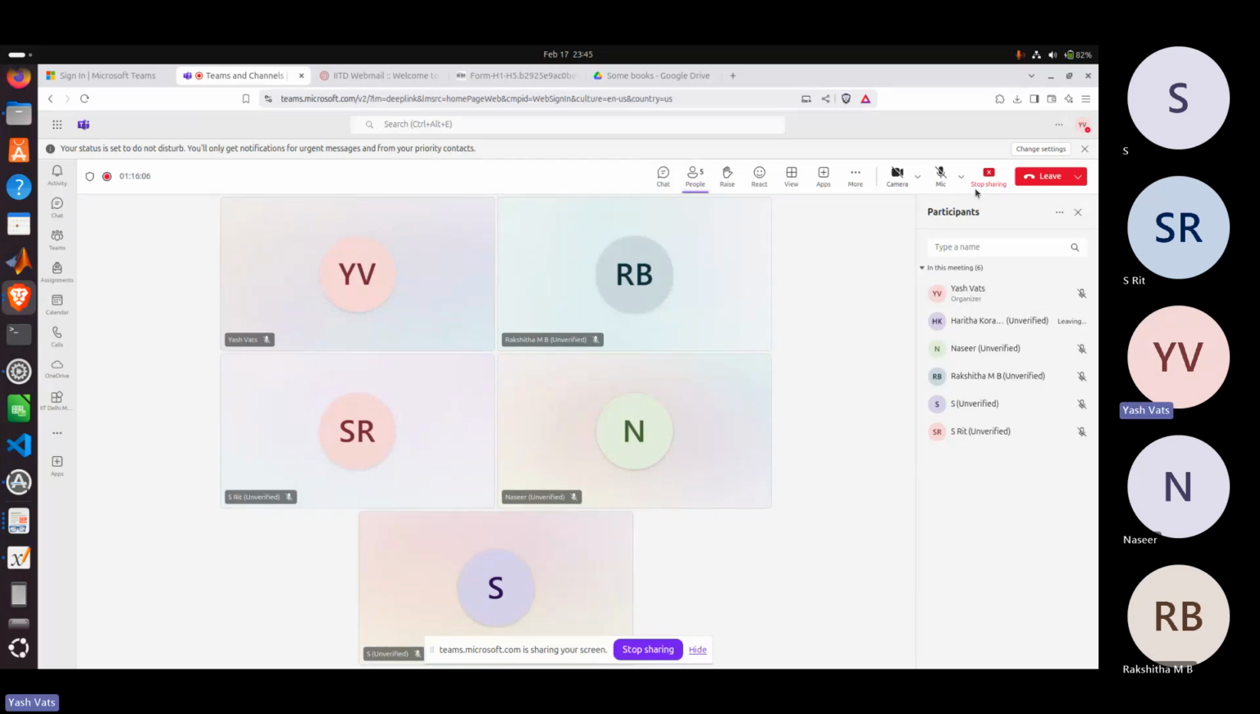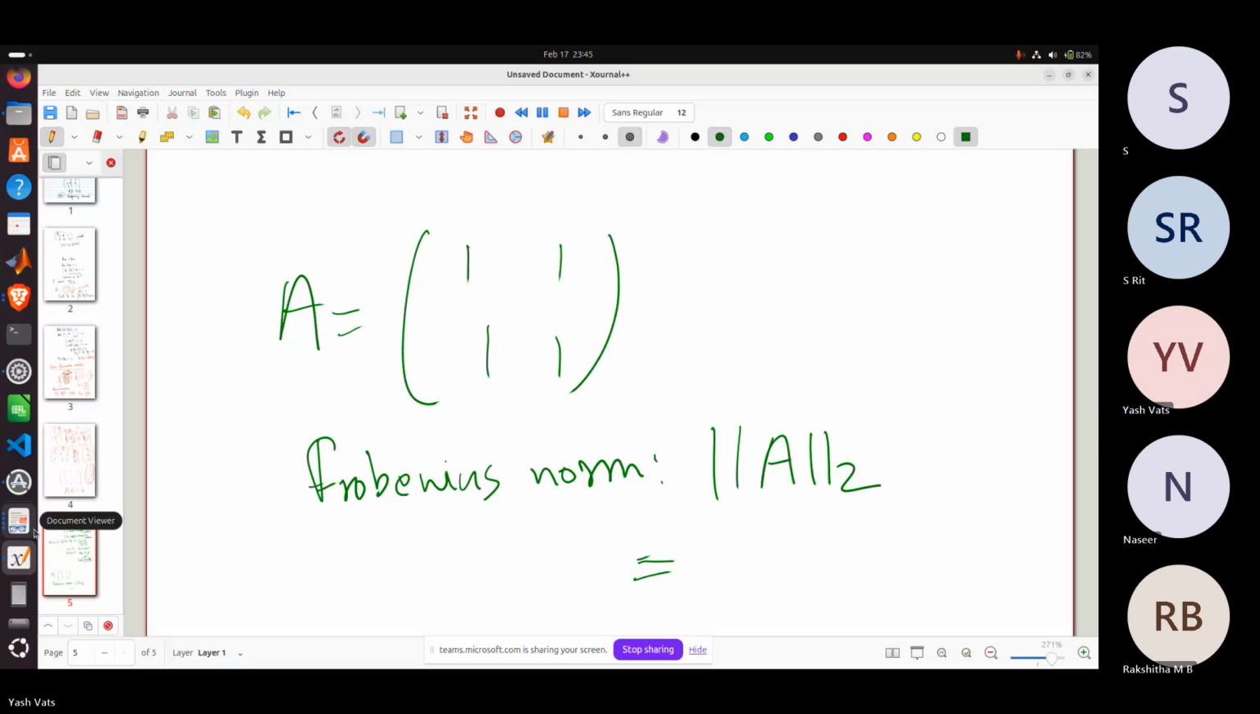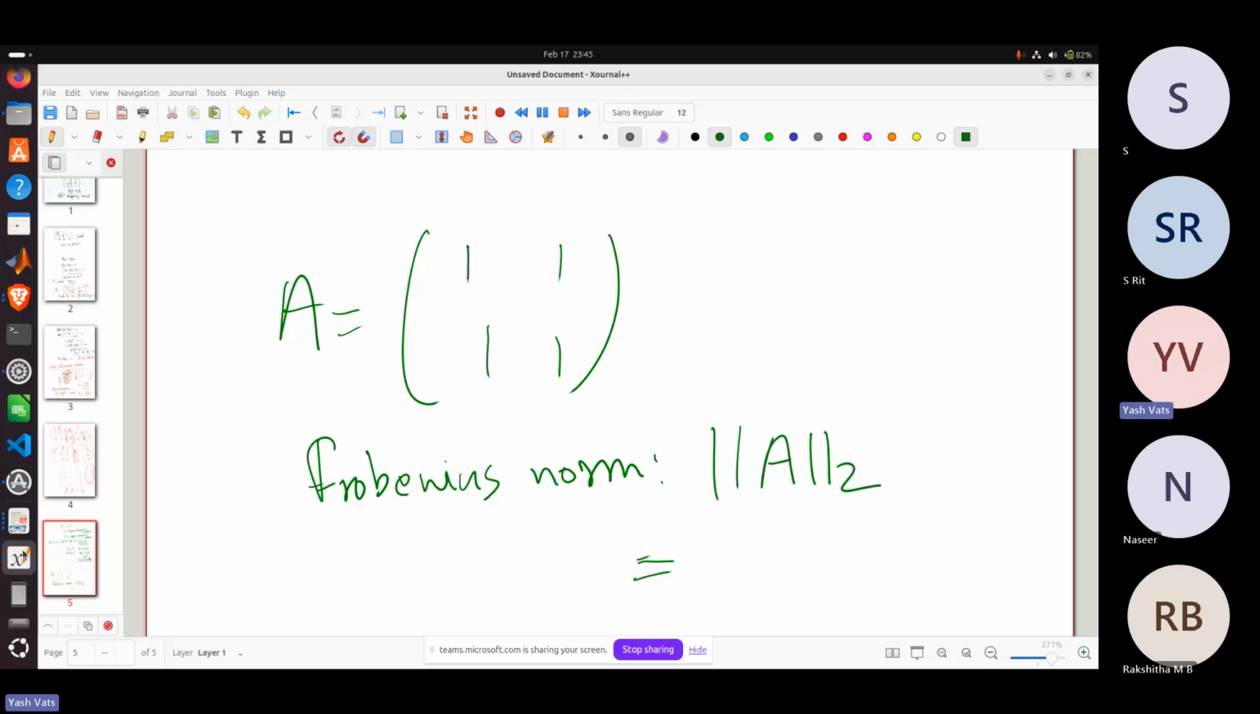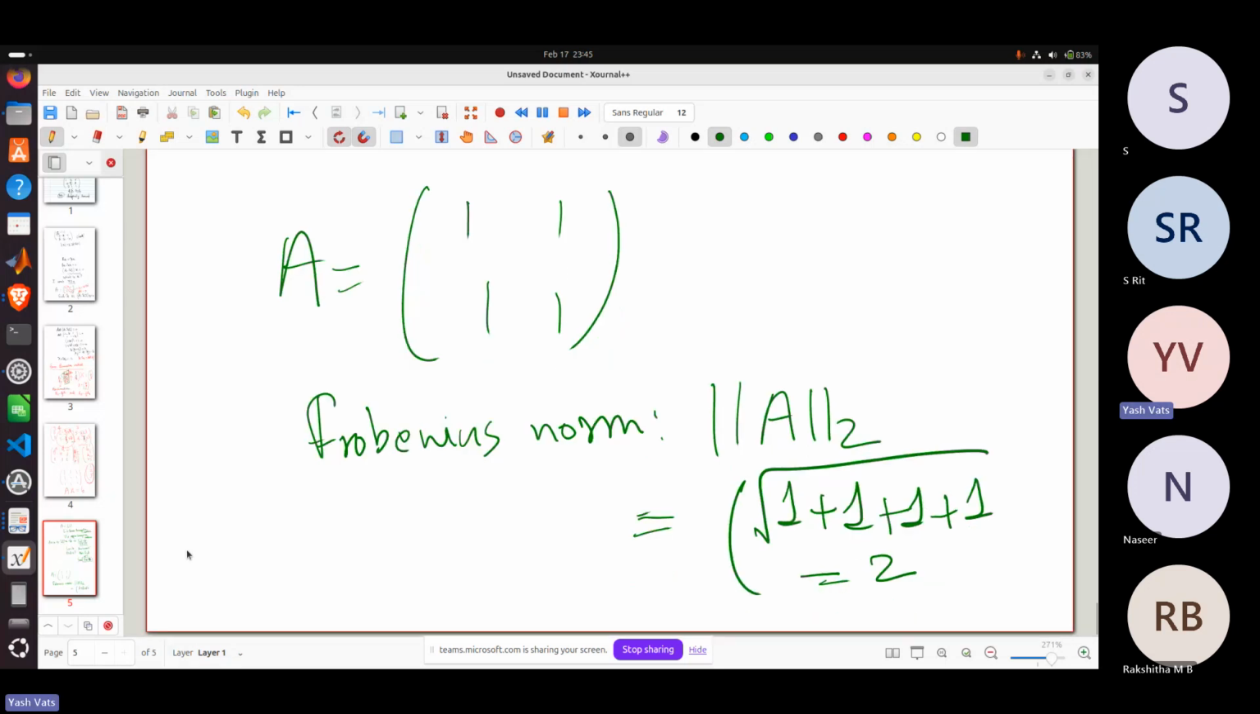What's the answer of this one? Can you tell me? If you go by this, you just need to square every entry, sum, and then take the square root. Each square is just 1, so I do 1 plus 1 plus 1 plus 1, and then the square root, which is just 2. So nothing much, okay?